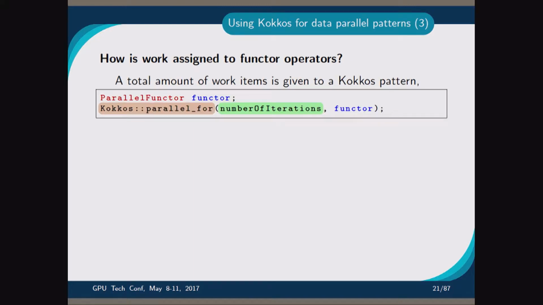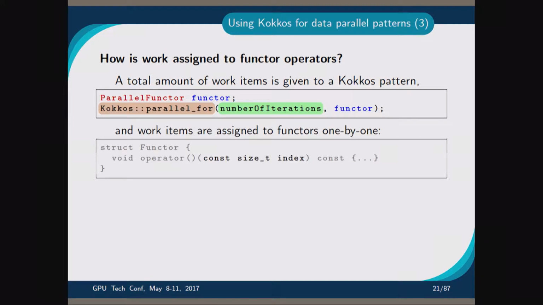So then how do we assign work to functors? We have Kokkos parallel_for, parallel_reduce, parallel_scan, whatever the case may be. You give the number of iterations you want to do, and then the functor that is going to be called. The work is assigned to the argument by an index. So this index will call your functor from 0 to n minus 1 times on the hardware somewhere.